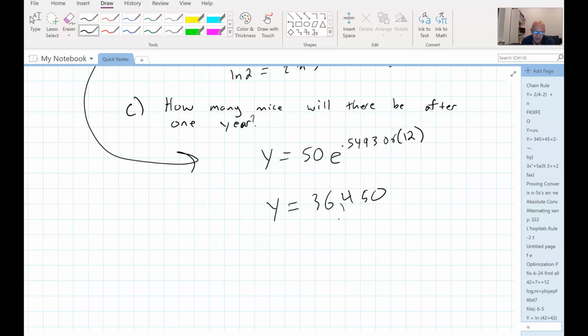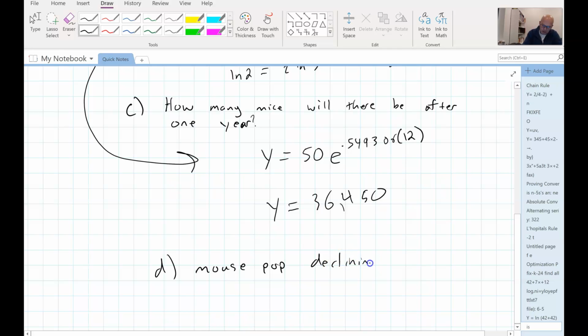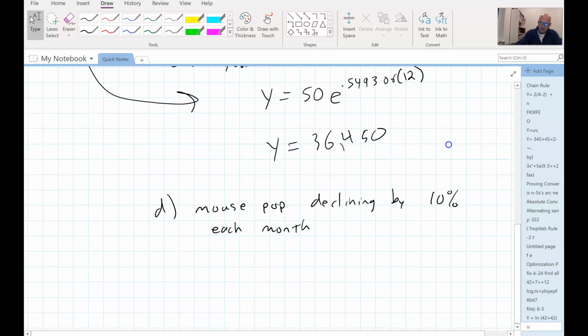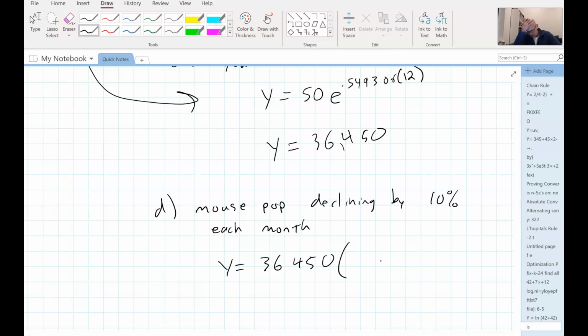Okay, so now let's say that the mice are overrunning our place, so we get a couple of cats, and now the mouse population is decreasing by 10% every month. So put a little d down here, mouse population declining by 10% each month. Okay? So basically we're going to start with a new one. We got y equals 36,450. We can kind of ignore that old formula because now something different is happening. So we got 10, and it's decreasing 10%.